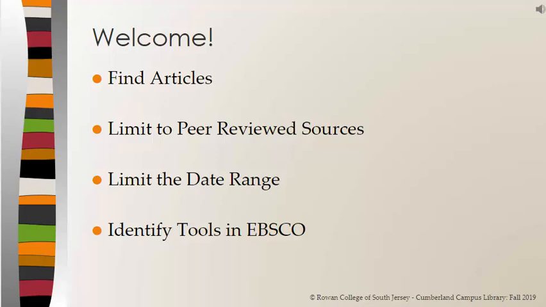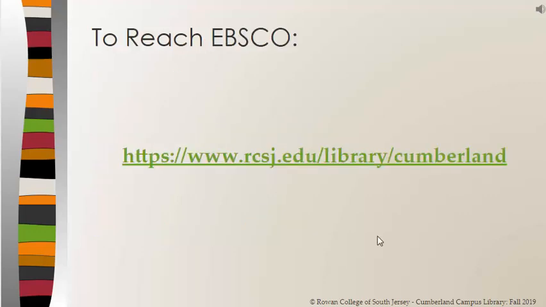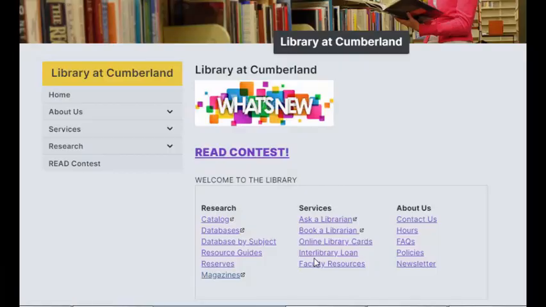So to reach EBSCO, we're going to go to the Rowan College of South Jersey Cumberland Campus Library website at rcsj.edu/library/Cumberland. Once we arrive at the library's website, we're going to look for the column labeled Research. Now there's two ways to access EBSCO from here. For the first option, we're going to click the link that says Databases.